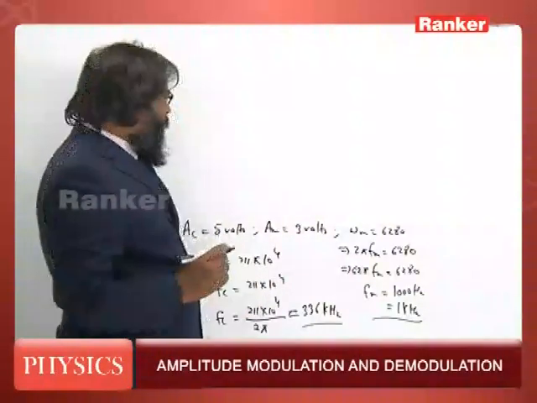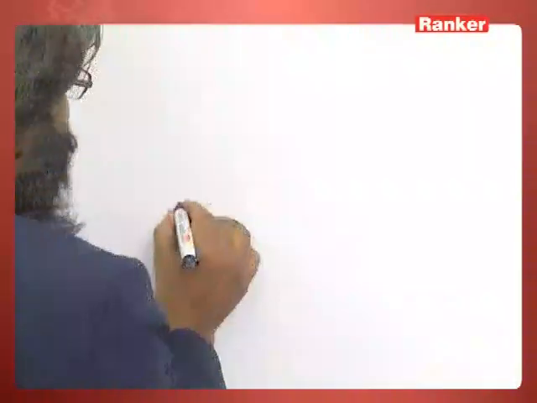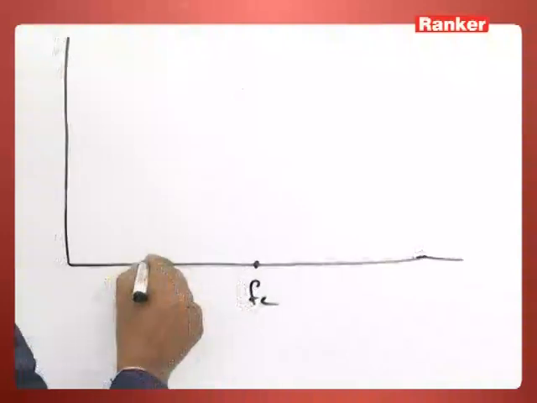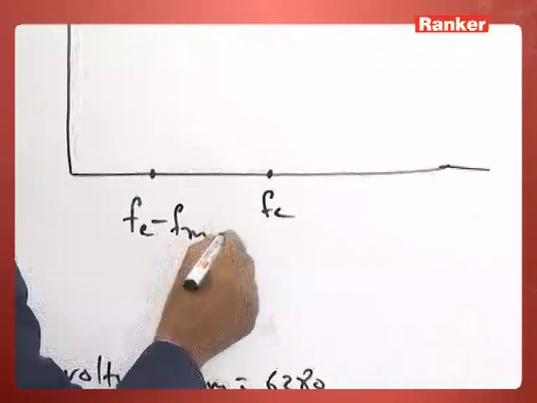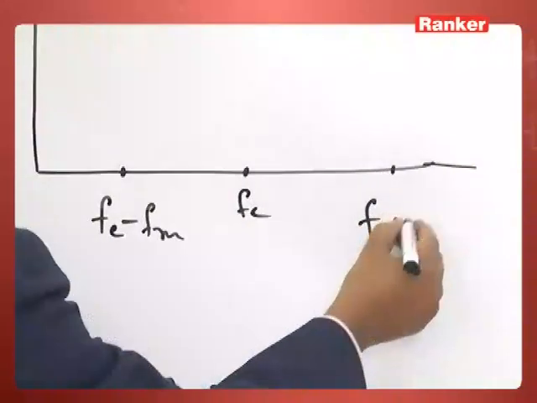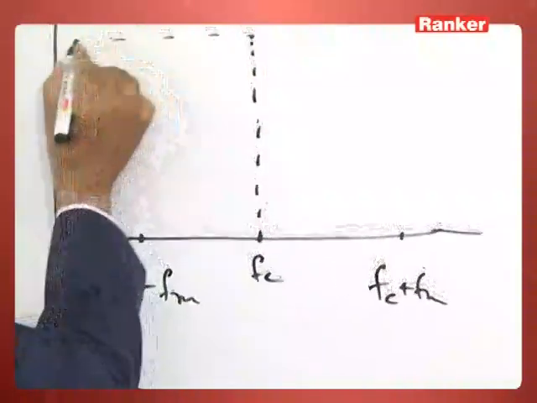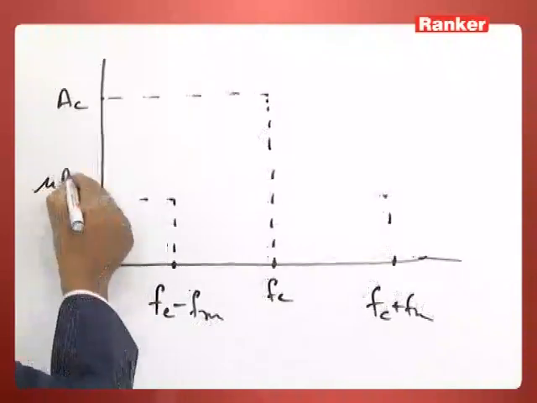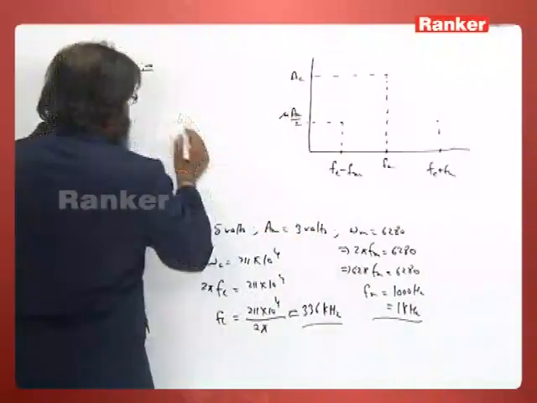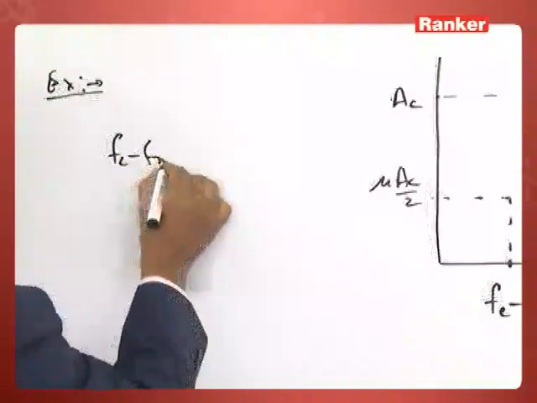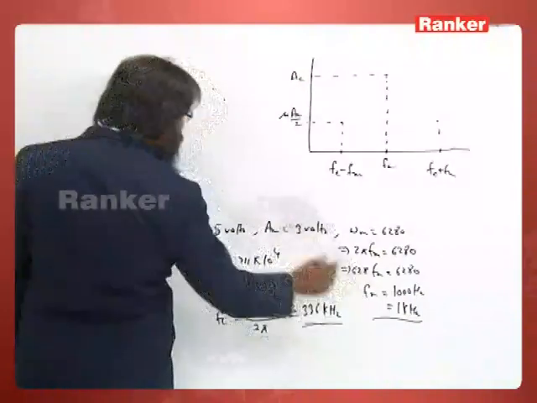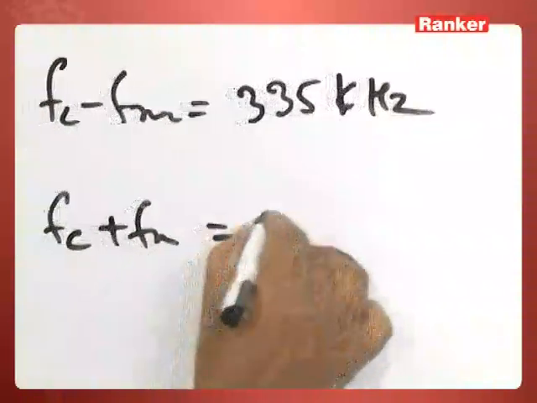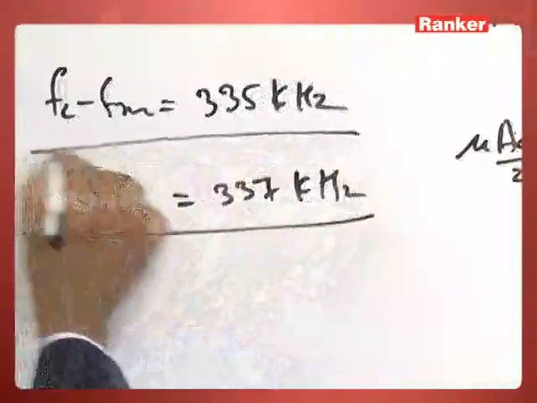So now let us see the frequency distribution. This is the frequency distribution, this is Fc, and the lower side band is Fc minus Fm, and the upper side band is Fc plus Fm. The carrier will have the amplitude AC, and these two side bands will have the same amplitude, equal to mu times AC by 2. So here the lower side band Fc minus Fm, with Fc being 336, is 335 kilohertz, and Fc plus Fm becomes 337 kilohertz. So these are the side bands present.